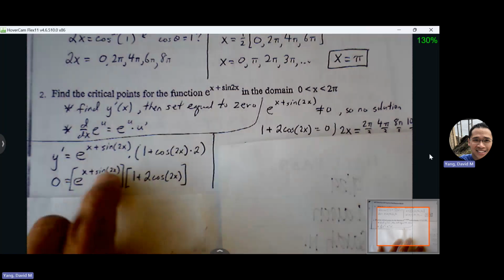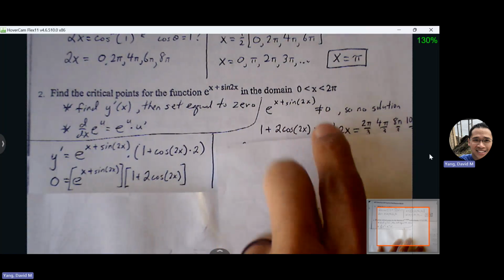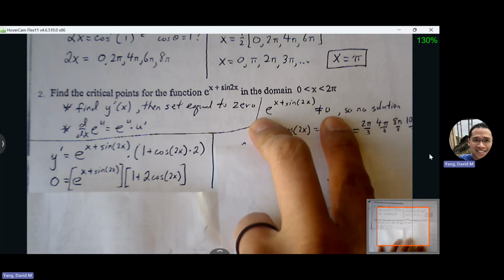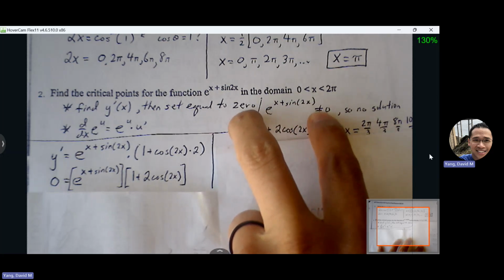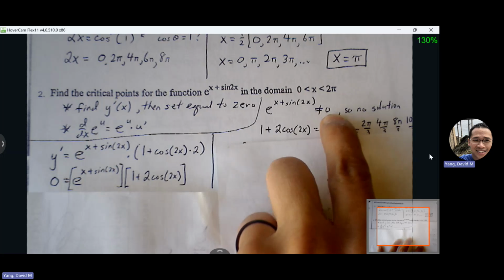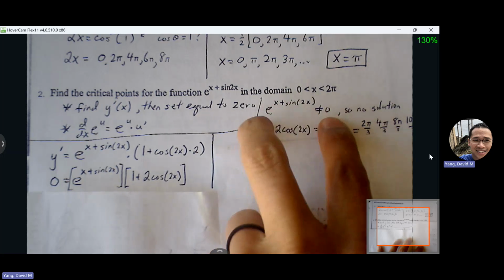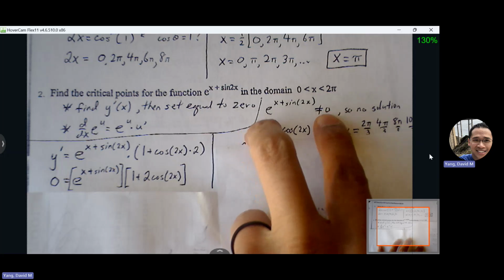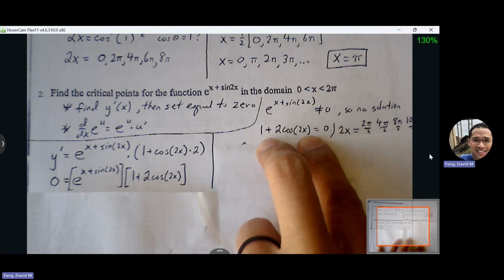So the issue is that if I try to set e to the x plus sine 2x equal to 0, there is no solution, because if you want to bring that x down, maybe you will take the natural log of both sides, but natural log of 0 is undefined, so we can't go any further. So nothing can come out of that e to the x plus sine 2x. We can ignore that. So we only have to focus on the 1 plus 2 cosine of 2x equal to 0.